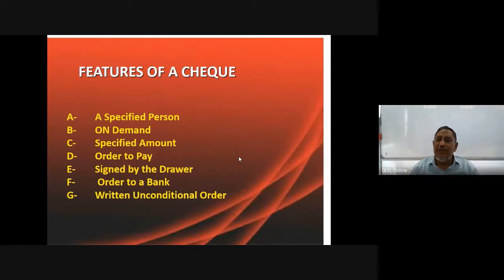That means you cannot place a condition when you're writing a check. For example, pay so-and-so after signing, or after producing certain documents. That's a conditional order. Or payment to be made only after supplying the merchandise. That type of condition cannot be applied to a check. It has to be unconditional, and no condition should be attached. Right.